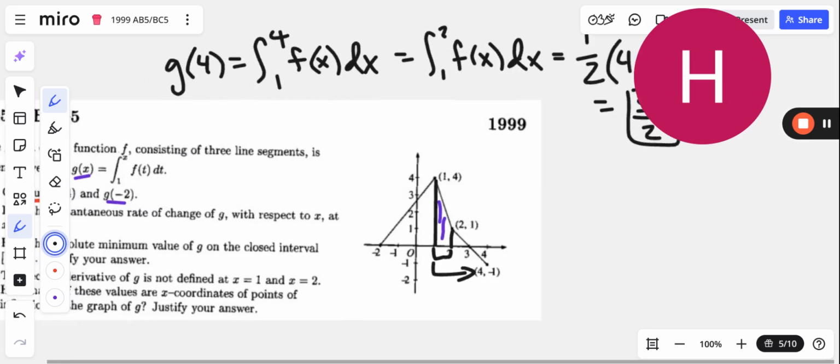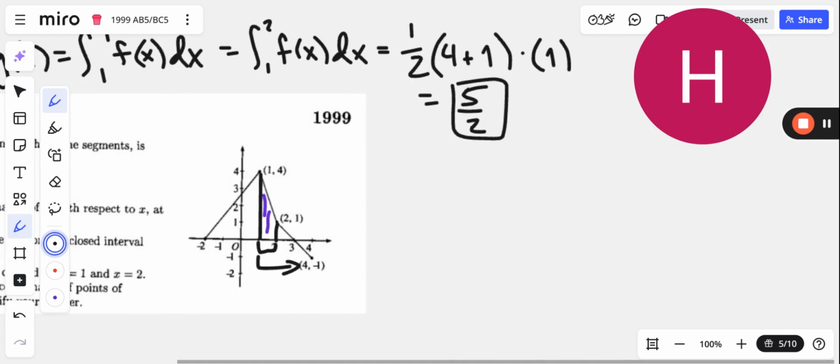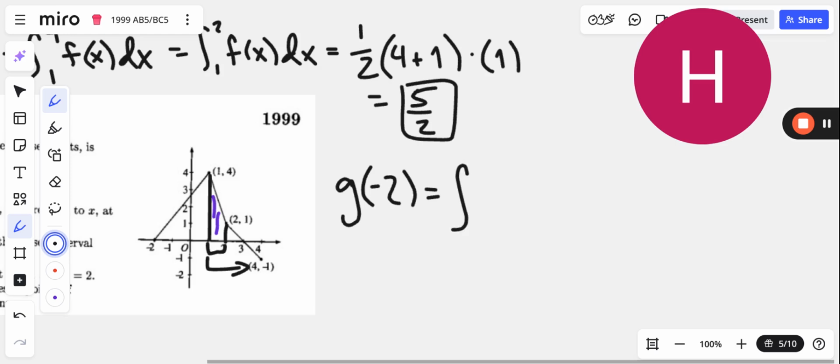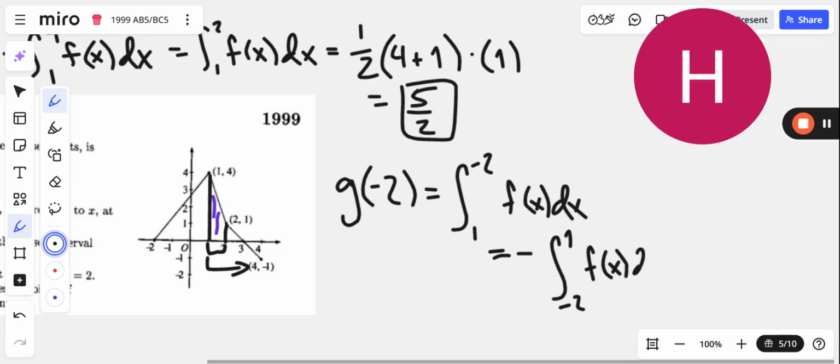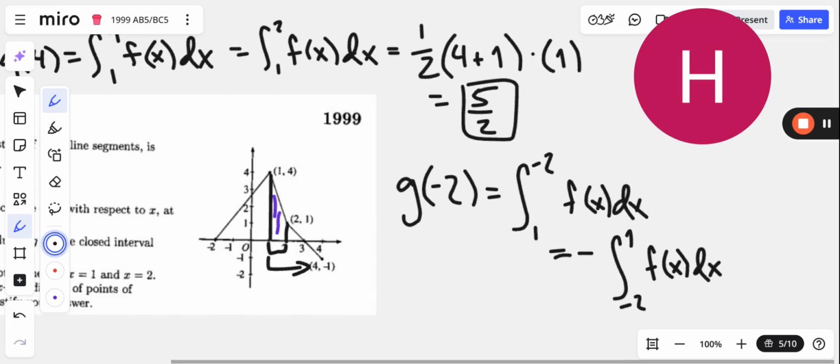Now, when it comes to g of -2, this is where we have to be a little bit careful because all of this area is going to be counted sort of negatively. So if we go from 1 to -2, this is going to be equivalent to negative integral from -2 to 1 of f of x dx. So let's try to figure out what that is.